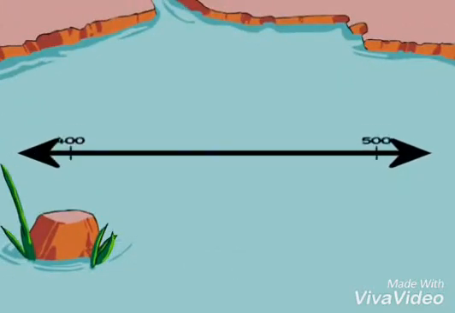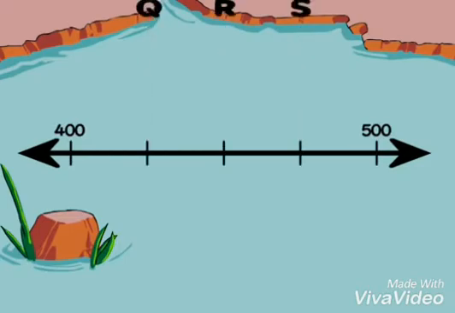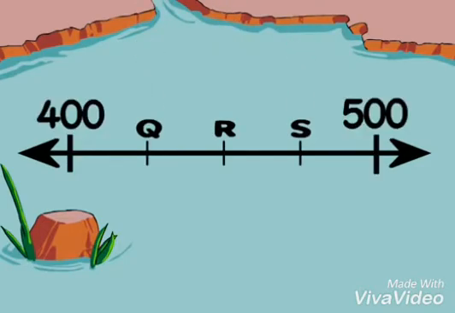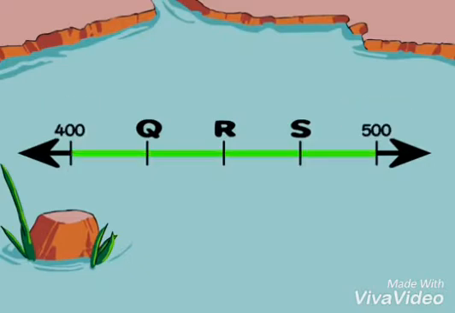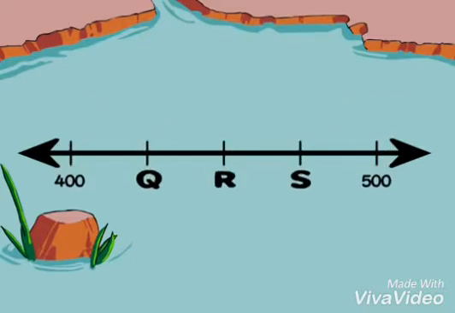You can read any number line in 3 easy steps. Step 1. Locate the benchmarks and find the interval between them. Step 2. Count the equal segments and find each length. Step 3. Skip count to label the marks between the benchmarks.